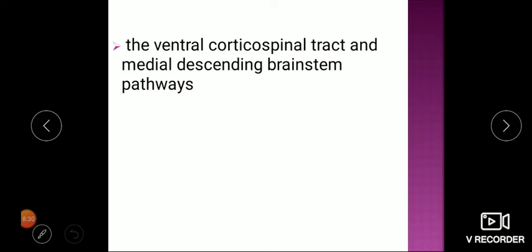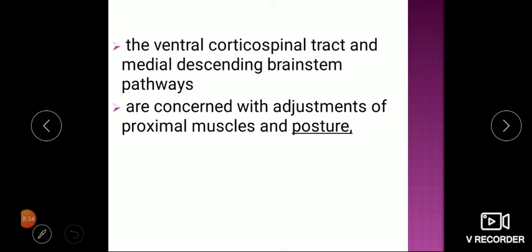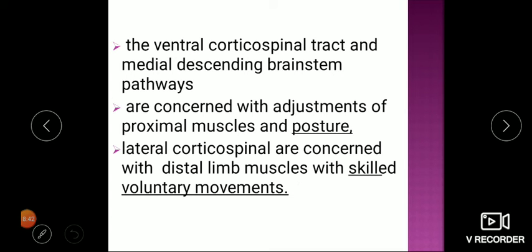So the ventral corticospinal tract and medial descending brainstem pathways are concerned with adjustment of proximal muscles and posture, because they are supplying bilaterally and they are supplying proximal muscles. And lateral corticospinal are concerned with distal limb muscles with skilled voluntary motor activity. That's why if there is damage to the cortex, the person is unable to write.